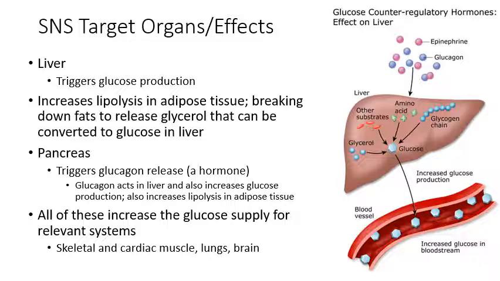So that would be the skeletal and cardiac muscle that have dilated blood vessels, and then the lungs and your brain don't have any change in their blood vessels when the sympathetic nervous system activates. So they're also going to be getting increased glucose when the content of glucose in the blood goes up.